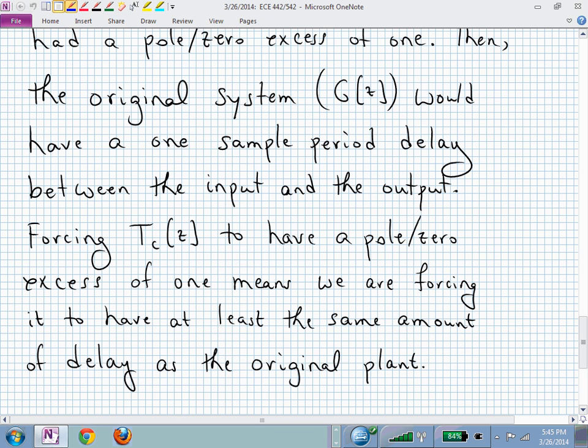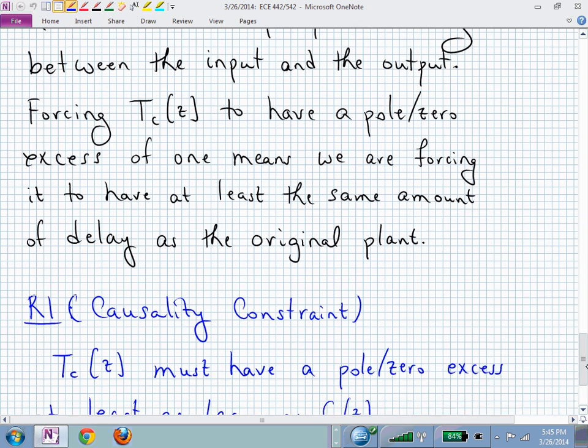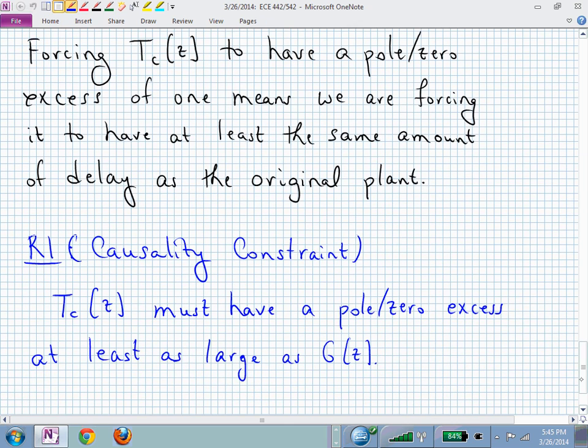Are there questions on restriction 1? Here it is. That's the causality constraint. That's another way that we will refer to restriction 1, the causality constraint. You can't make that T sub C of Z respond sooner or faster than your original plant. And that means that your controller has to be causal. It can't be non-causal. It can't predict the future or anticipate the future.